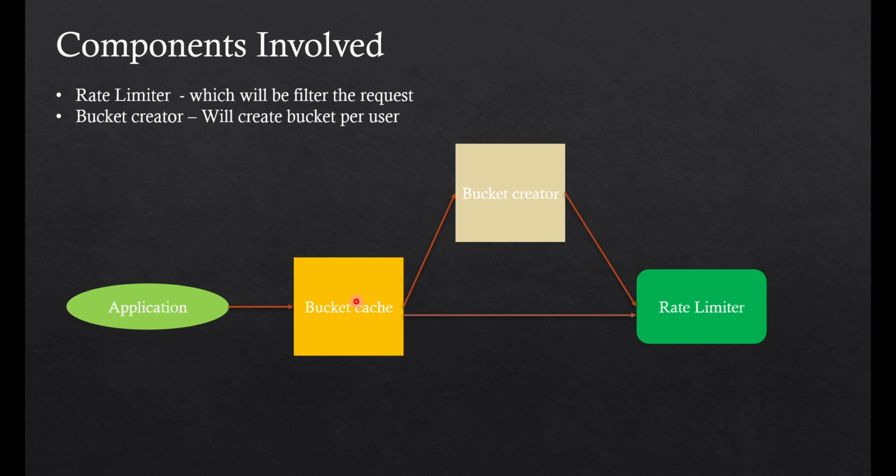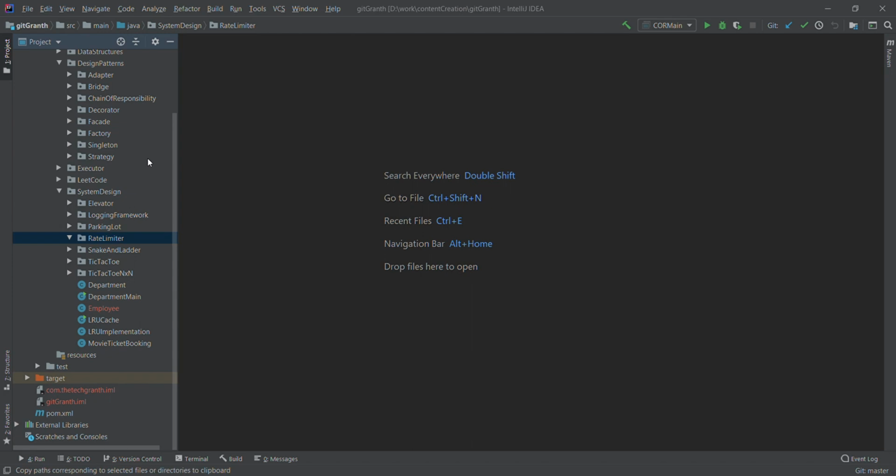The next requirement is that it should be scalable. The program that we write should be scalable, and we should at least be able to extend it in a way that if the system is in a distributed manner, it should be able to scale up. Now let's jump into the code and see how we can implement this. As discussed before, first we will create our rate limiter. That will be an interface.